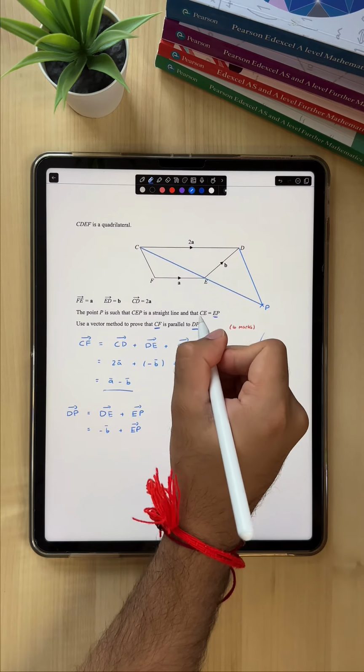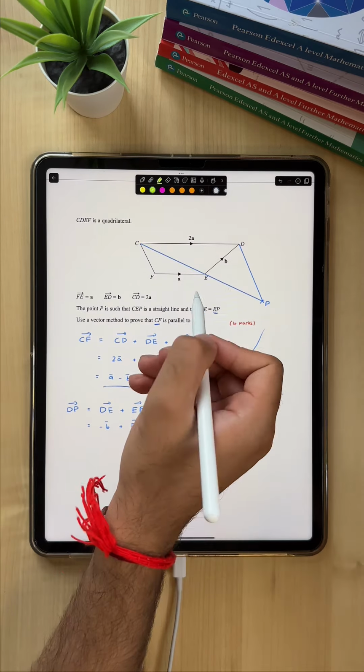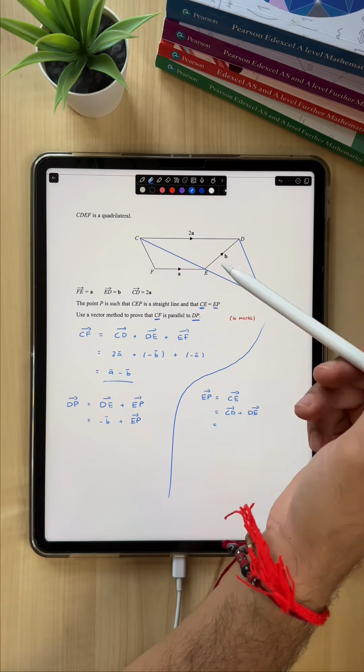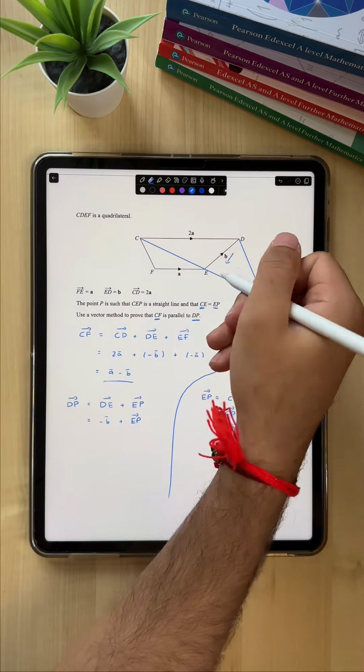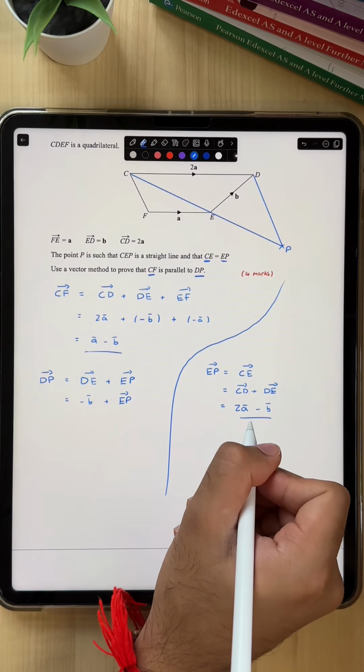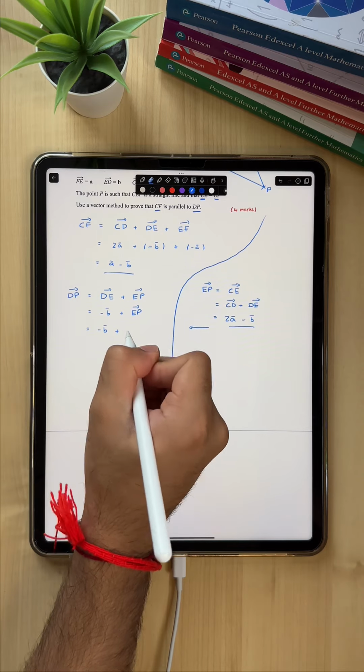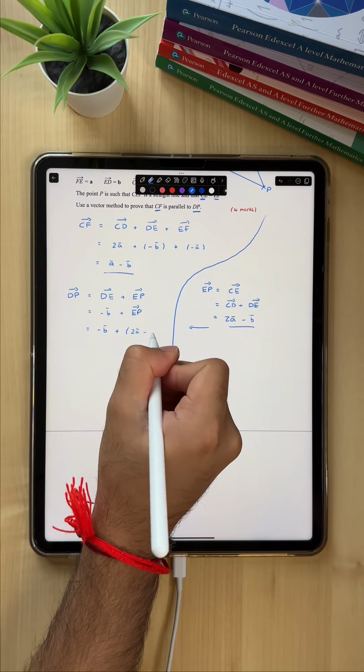We know that E to P is the same thing as C to E. But C to E is just C to D plus D to E, which C to D is 2A, and D to E, again, we're going back the way, minus B. So E to P is 2A minus B, and that's it. Now we just plug it back into DP, which is minus B plus EP, which is 2A minus B.